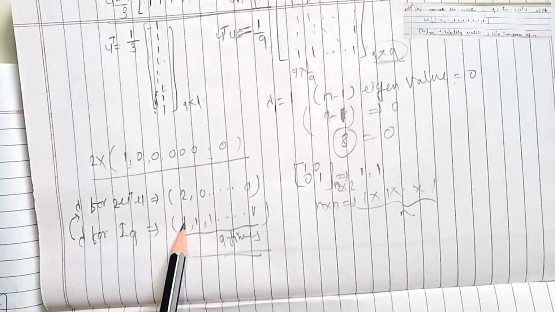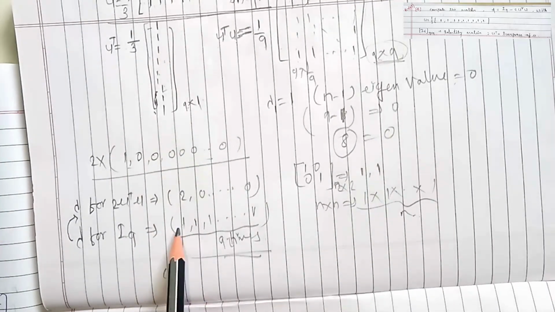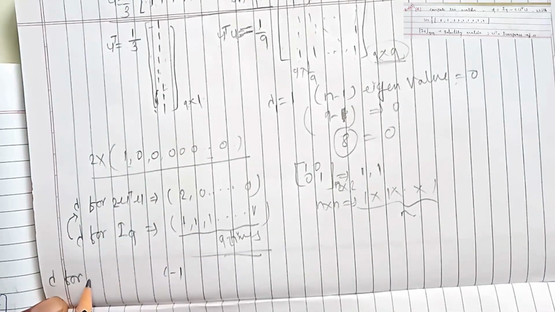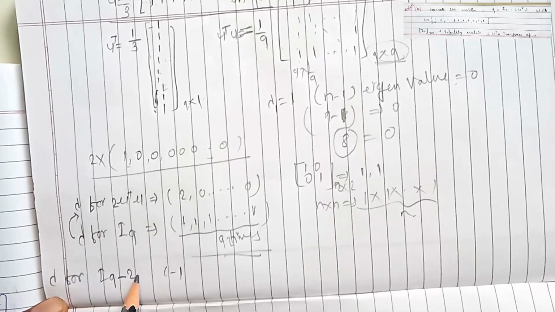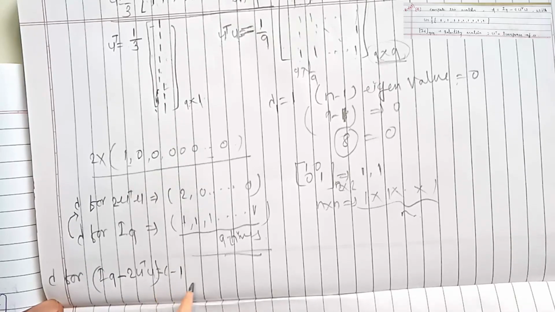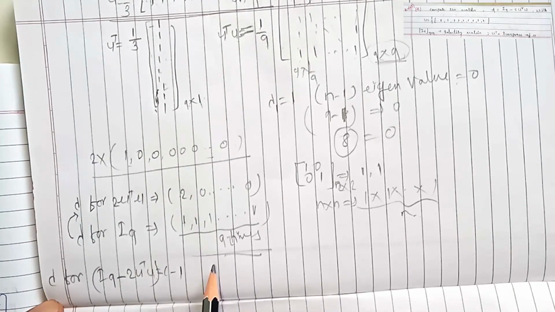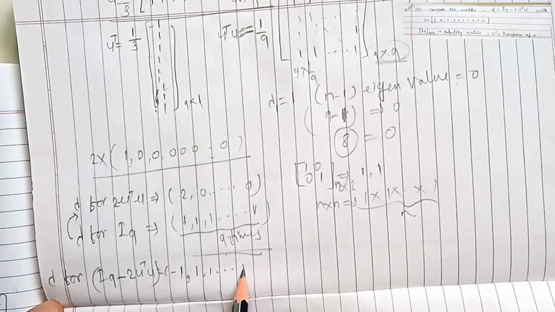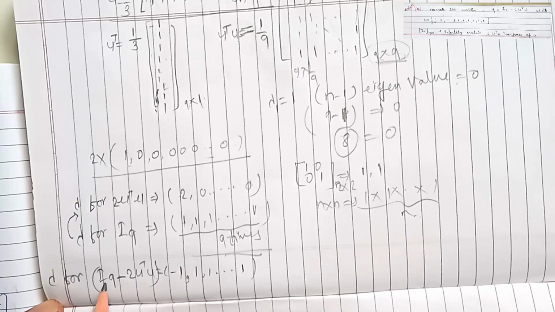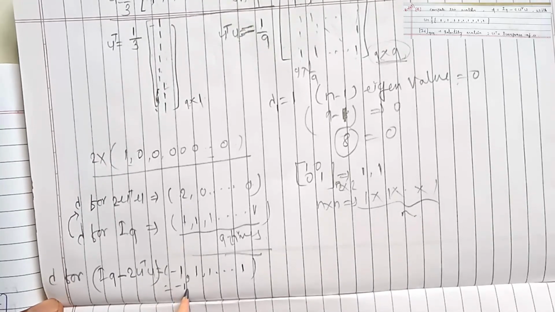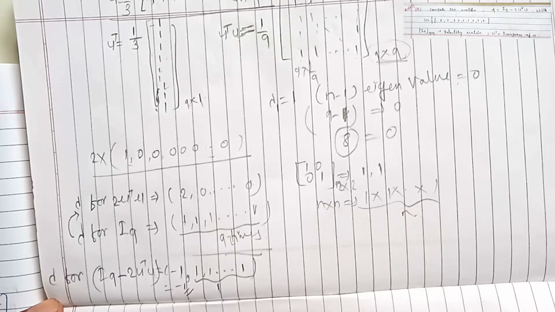That means 1 minus 2 will give us minus 1. So for I9 minus 2 times u transpose into u, it is 1 minus 2, which is minus 1, and then 1 minus 0, 1 minus 0, all are 1. That means I got the eigenvalues for I9 minus 2 times u transpose into u, where one eigenvalue is negative and all the other eigenvalues are 1.